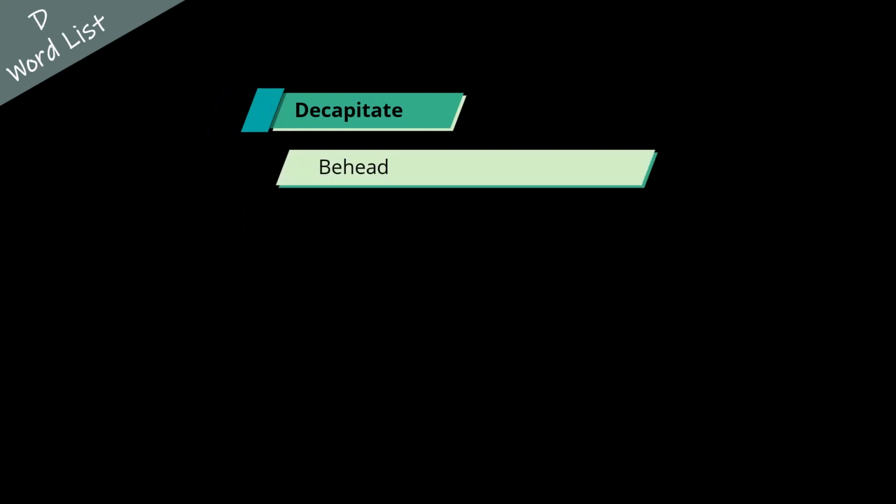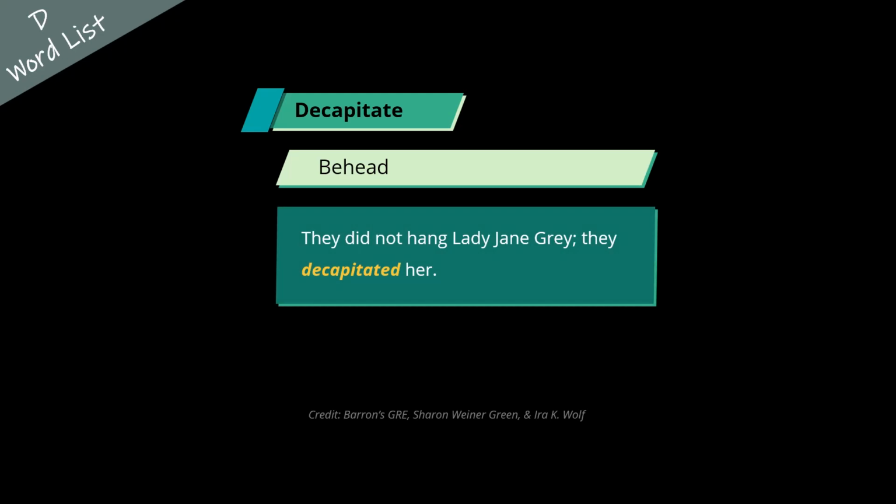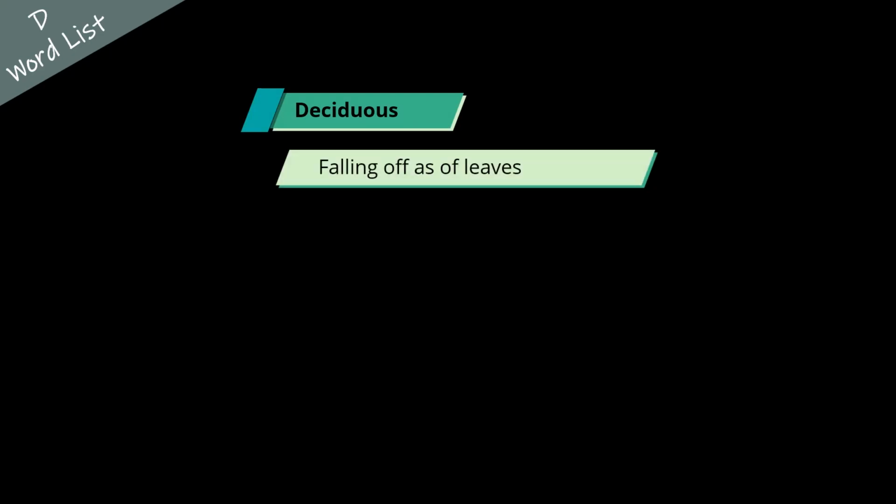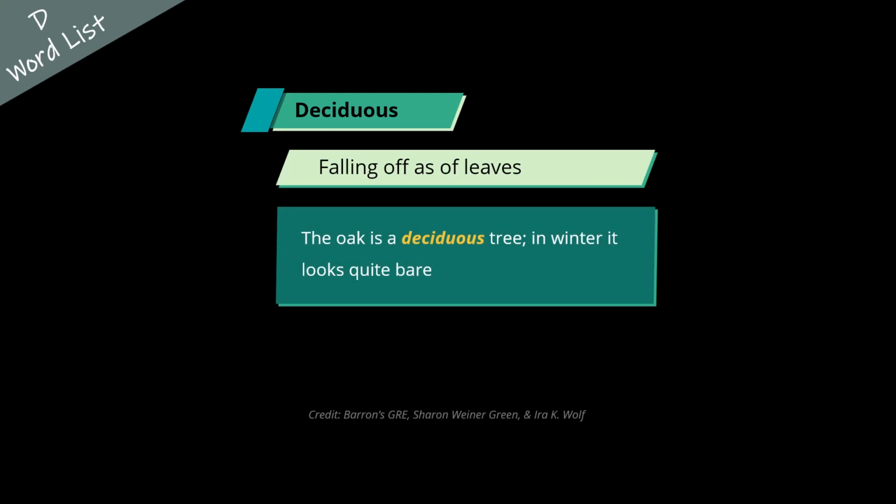Decapitate means behead. For example, they did not hang Lady Jane Grey, they decapitated her. Decelerate means slow down. For example, seeing the emergency blinkers in the road ahead, he decelerated quickly. Deciduous means falling off, as of leaves. For example, the oak is a deciduous tree. In winter it looks quite bare.